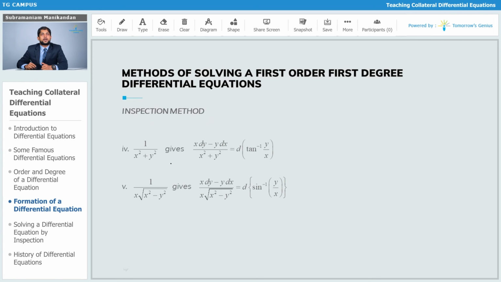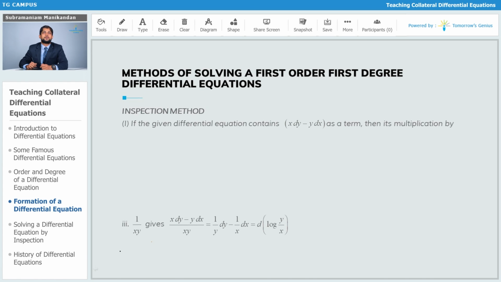Similarly, 1 upon x square plus y square, when multiplied by x dy minus y dx, gives us d of tan inverse y upon x. And similarly, x dy minus y dx when multiplied by 1 upon x into root x square minus y square gives us d of sine inverse y upon x. So which term you multiply the numerator with depends upon what you want.